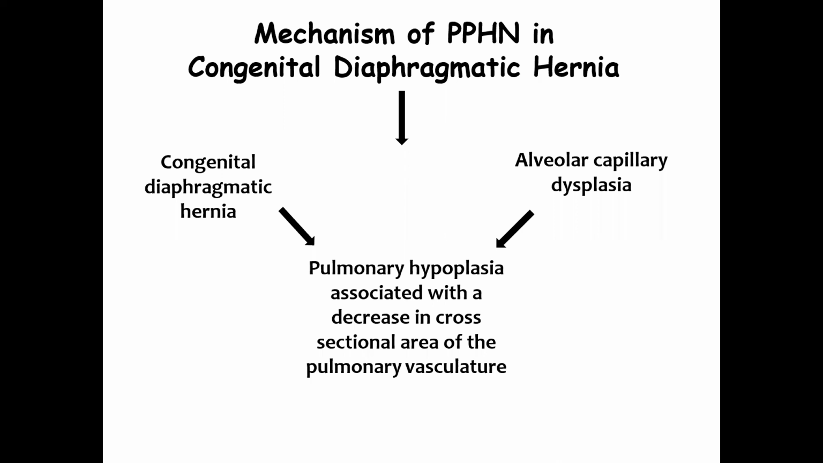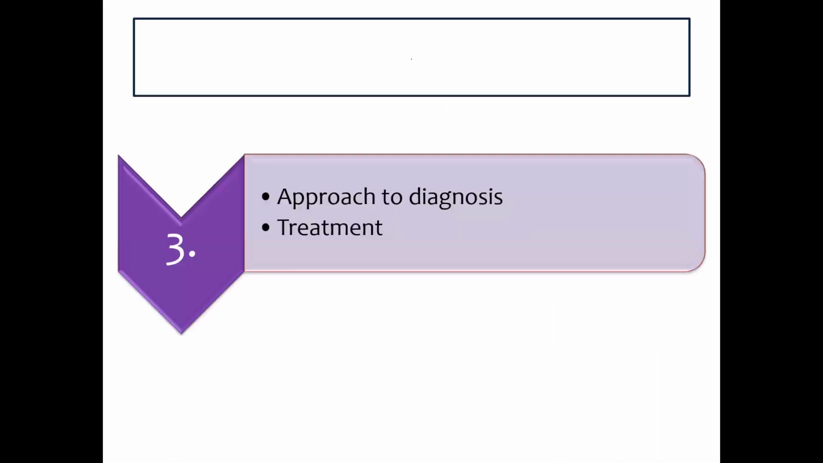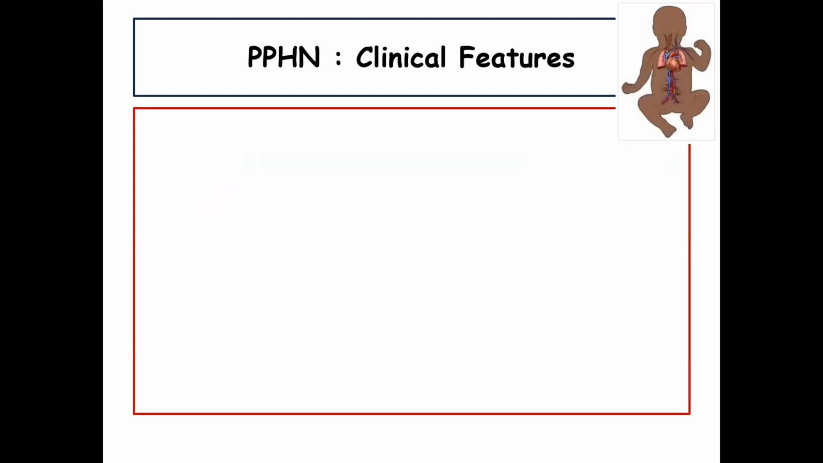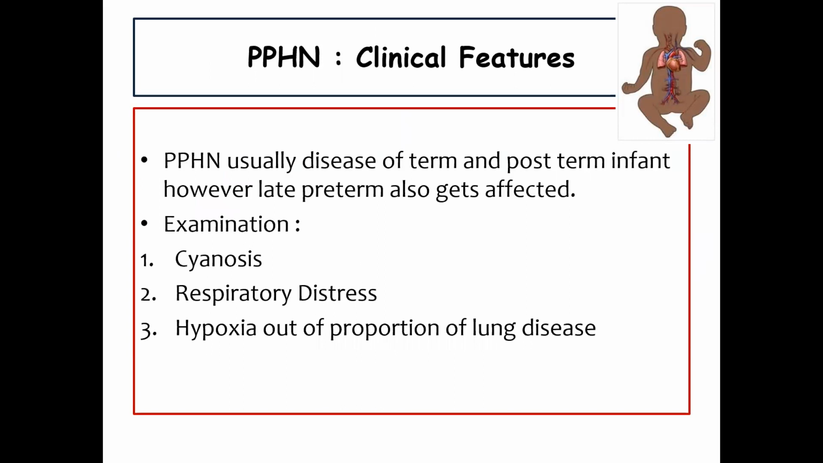So far we have discussed the pathogenesis, the various risk factors, and etiology for PPHN. Now we are going to move to the clinical domain. So as a clinician, how do you suspect and confirm that your baby has PPHN? PPHN, we know, is a disease that affects term and post-term infants predominantly, and rarely in preterm infants with severe RDS, you may also see PPHN.